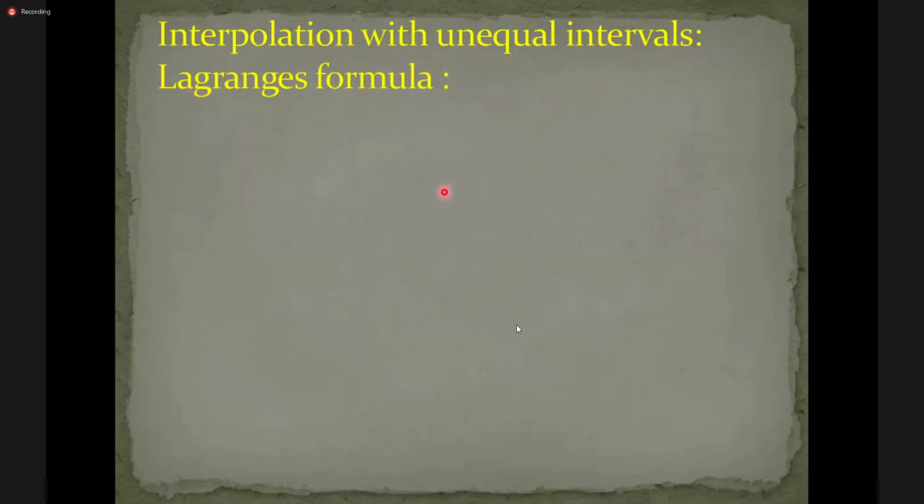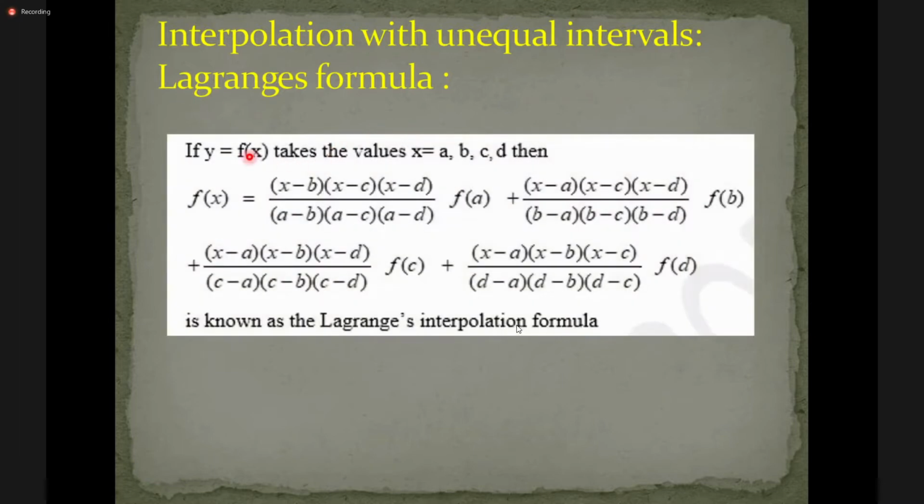Suppose we are given, okay, let me show you the formula and then we'll discuss it. Suppose we are given y equal to f(x) at x equal to a, b, c, and d. Now remember, b minus a, c minus b, or d minus c is not constant, that is not the same. For example, if b minus a is 10, c minus b can be 2. So the difference between two successive values of x is not constant. Obviously we should go for Lagrange's formula, and Lagrange's formula is given like this.